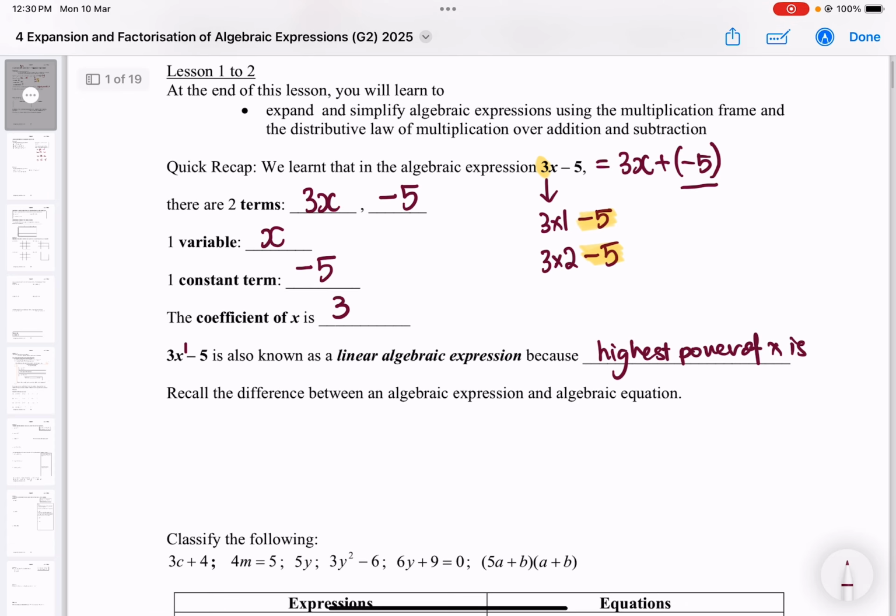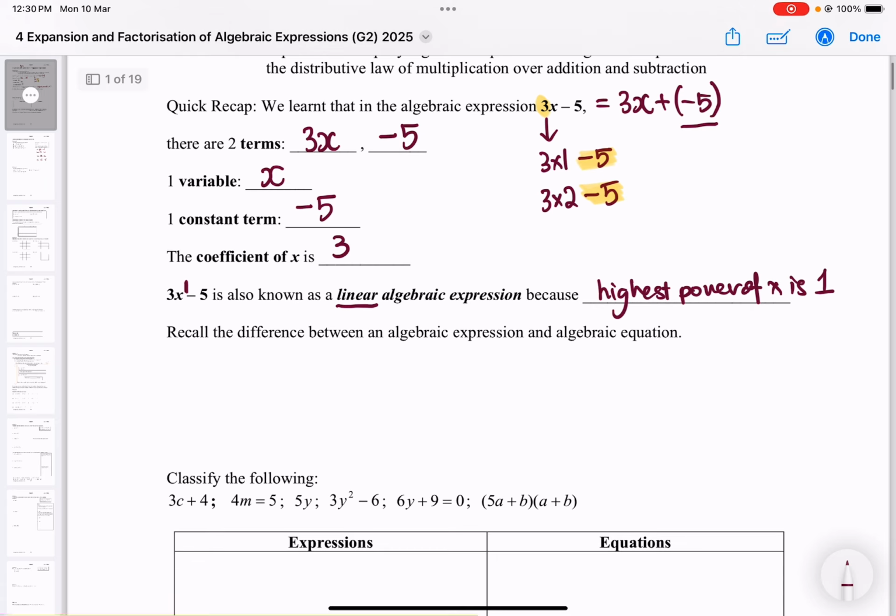Next, what is a linear algebraic expression? We saw the word linear in our previous topic on linear functions as well. So a linear algebraic expression basically means the highest power of x in that expression is 1. For example, in 3x minus 5, can you see that the power of x is actually 1? We usually don't write the power 1, so it's understood as 3x. But if I were to write the power, in this case, it would be power 1.